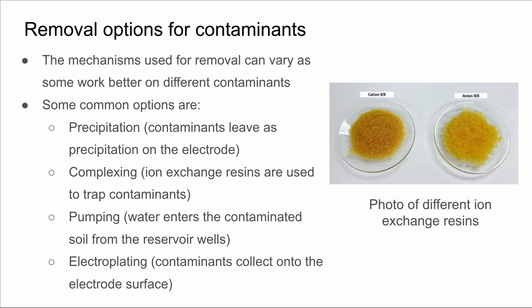Now let's get into some of the ways the contaminants are actually removed in electrolytic processes. There are several different methods for removal, and I'm going to list a few of them. Firstly, there is precipitation, where the contaminants exit the soil as precipitation on one of the electrodes. Complexing is next, where ion exchange resins are used to separate the contaminants out of the soil. The two different ion exchange resins are shown on the right. Our next method is pumping, where water is pumped into the soil from the reservoir wells and flushes out contaminants. The last method is electroplating, where contaminants collect onto the electrode surface.